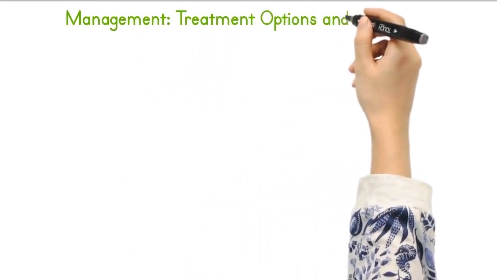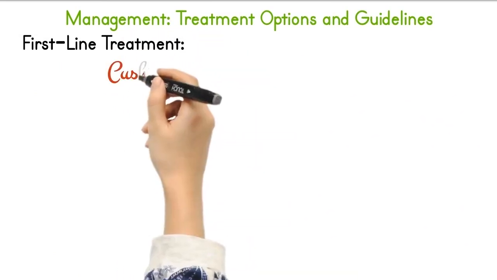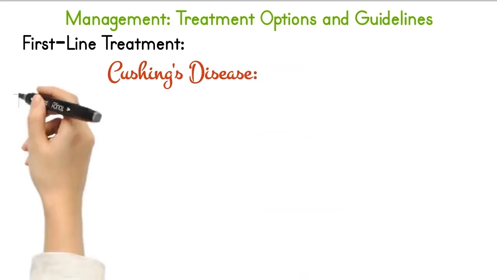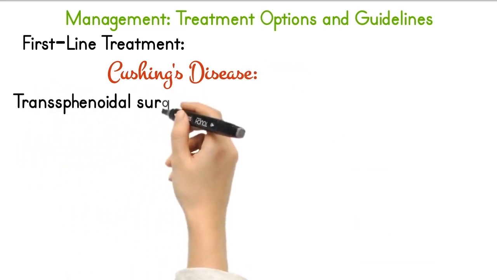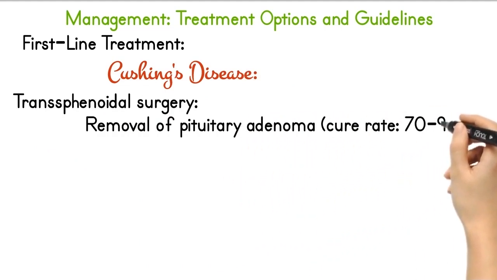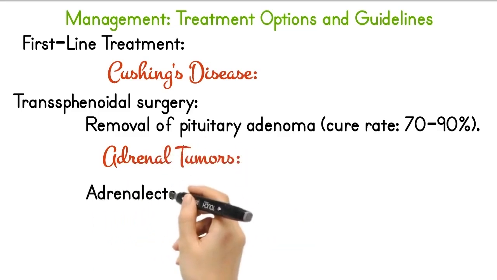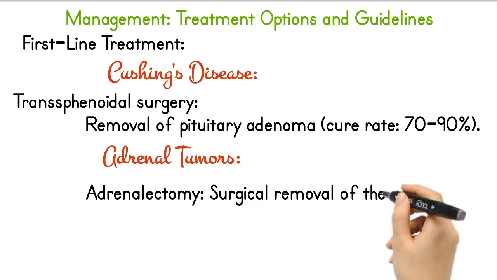Management, treatment options and guidelines. First-line treatment, Cushing's disease, transsphenoidal surgery. Removal of pituitary adenoma, cure rate, 70 to 90%. Adrenal tumors, adrenalectomy, surgical removal of the tumor.